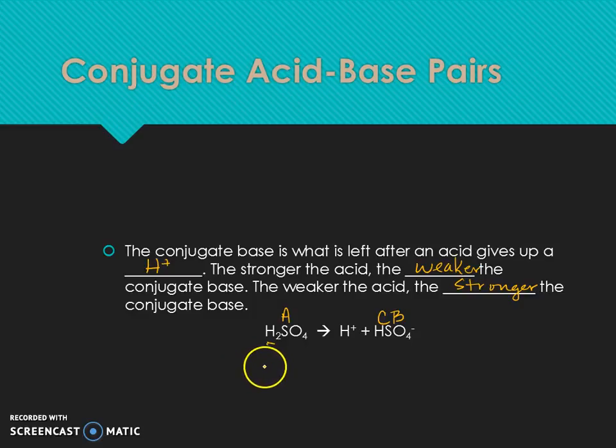Let's just do H2O. If H2O takes on a hydrogen ion, it becomes H3O with a positive charge. So the H2O would be considered your base, and the H3O positive would be your conjugate acid. That's all it means: the conjugate base is what you get when the acid gives away a hydrogen ion, and the conjugate acid is what you get when the base takes on a hydrogen ion. If it's a stronger acid, it's a weaker conjugate base. If it's a stronger base, it's a weaker conjugate acid.